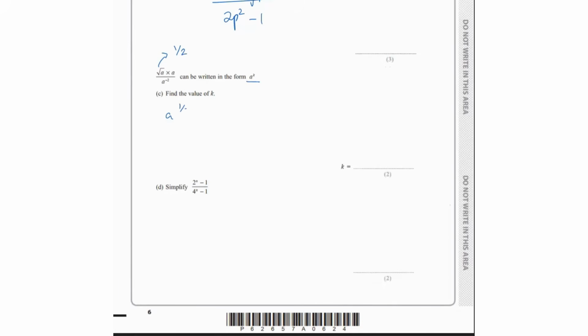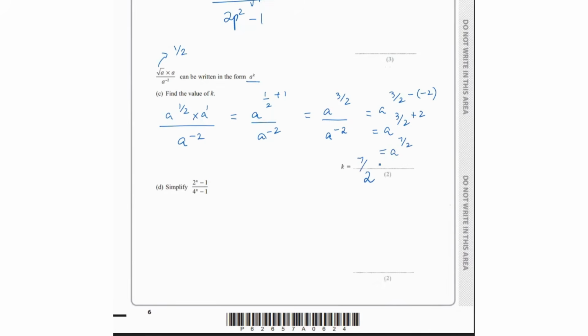So a to the power of 1 over 2 times a over a to the power of -2. Similar bases are being multiplied. We will add the powers. So this is power 1. That's 3 over 2. When similar bases are being divided, we subtract the powers. That's 7 over 2. So k is 7 over 2. That's your answer.